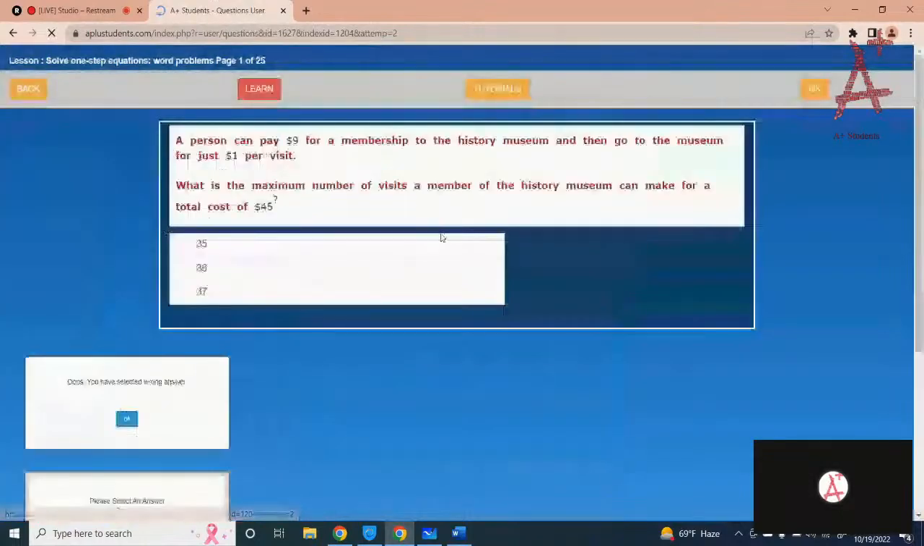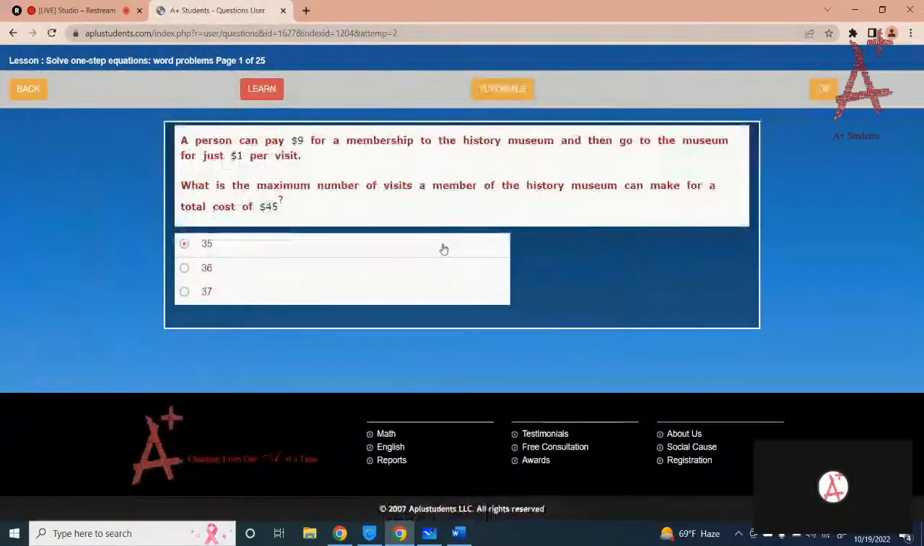A person can pay $9 for a membership of the History Museum and then go to the museum for just $1 per visit. What is the minimum number of visits a member of a history museum can make for a total cost of $45? So you can find the minimum amount of visits a member of the history museum can make for a total cost of $45.